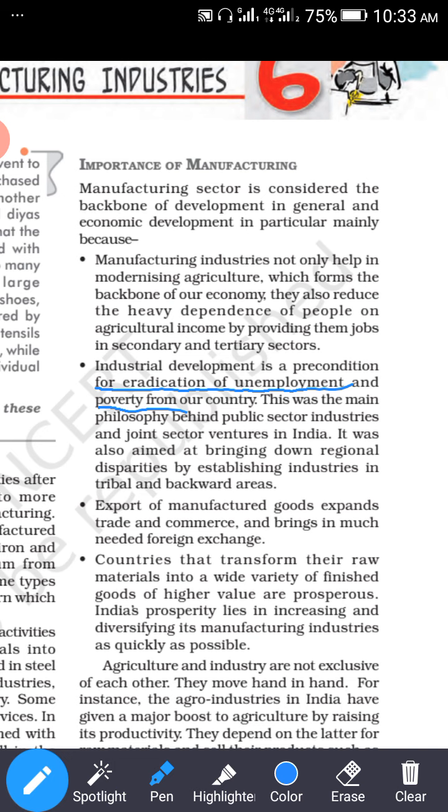And the philosophy behind the public sector industry and joint sector industry is important: the public sector provides facilities to the workers also. It also aims at bringing down regional disparities by establishing industries in tribal and backward areas. If industry is set up, the tribal and backward areas will also be developed. Very good. Cottage industries and household industries are developed.